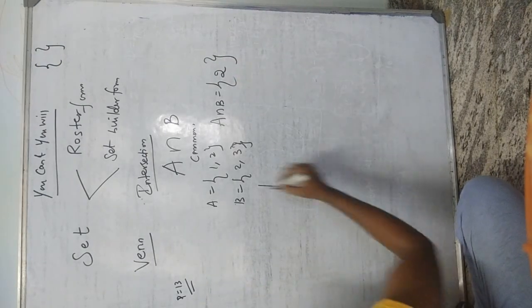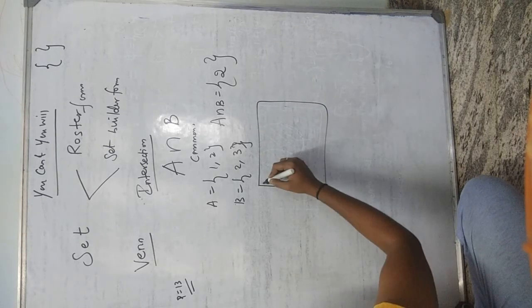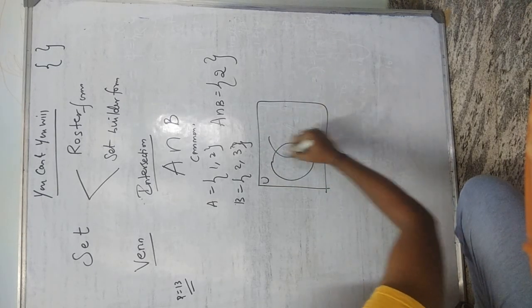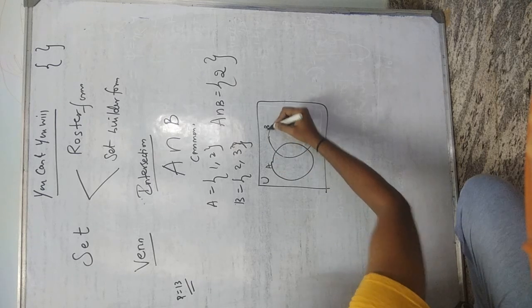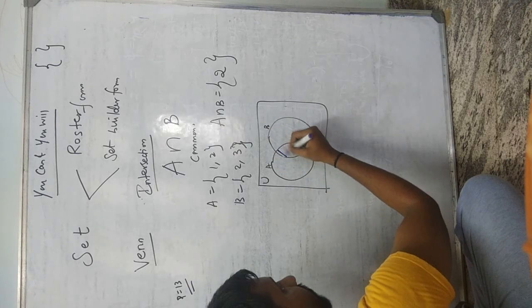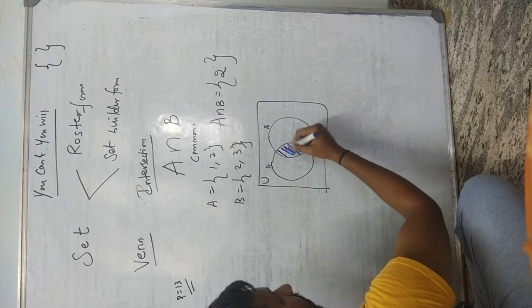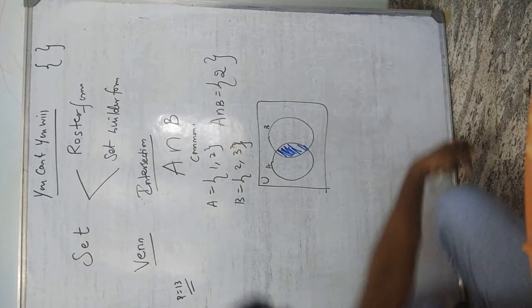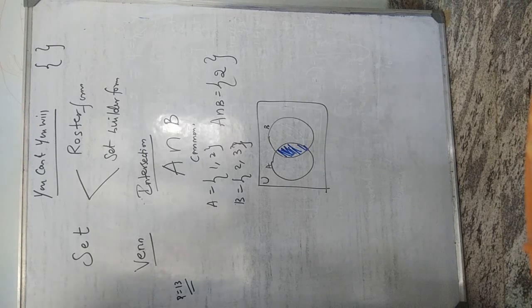How to draw it in the Venn diagram? First the universal set, set A, set B. What is the common portion which is intersecting in A and B? The common portion is this one. I think I'm audible. The common portion is A intersection B.